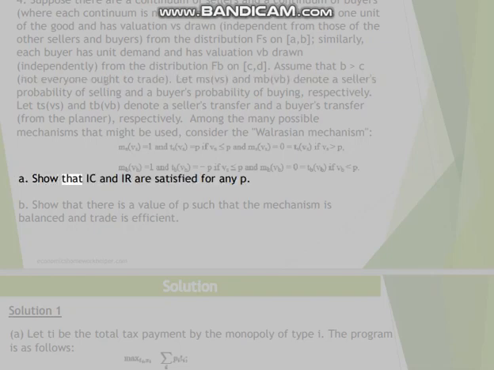A. Show that IC and IR are satisfied for any P. B. Show that there is a value of P such that the mechanism is balanced and trade is efficient.